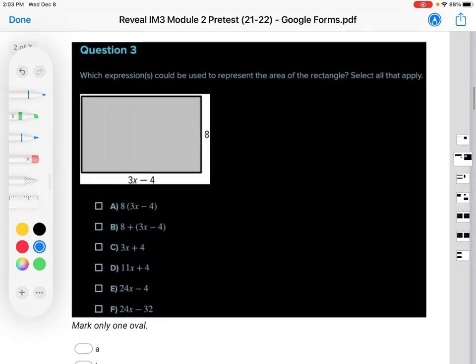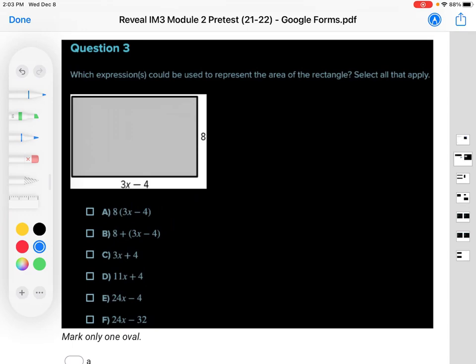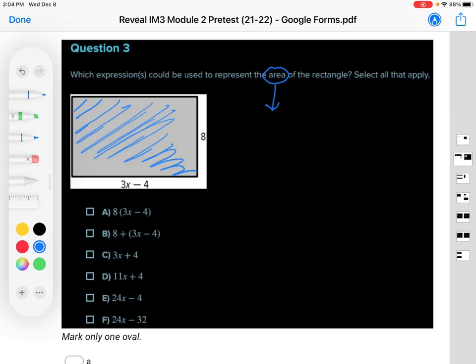Okay, question number 3. Write an expression which could be used to represent the area of the rectangle. Area is filling in this whole area, like painting it, right? So select all that apply. So essentially area, another formula is length times width. Length times width. And you can call this one the length, this one the width. And what matters here is that you're just multiplying these.